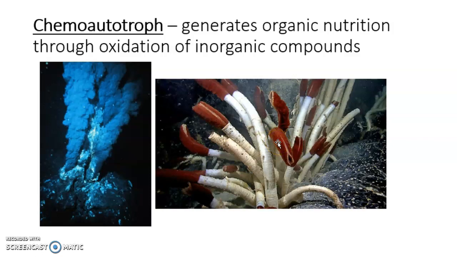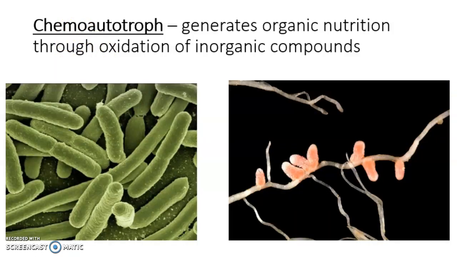This is not photosynthesis, it's chemosynthesis. And these bacteria that do this process start the whole ecosystem. These are called chemoautotrophs. Another example of a chemoautotroph would be this bacterial species right here.